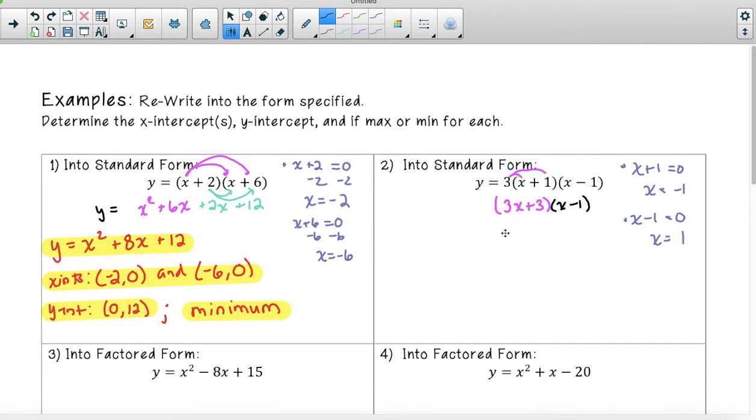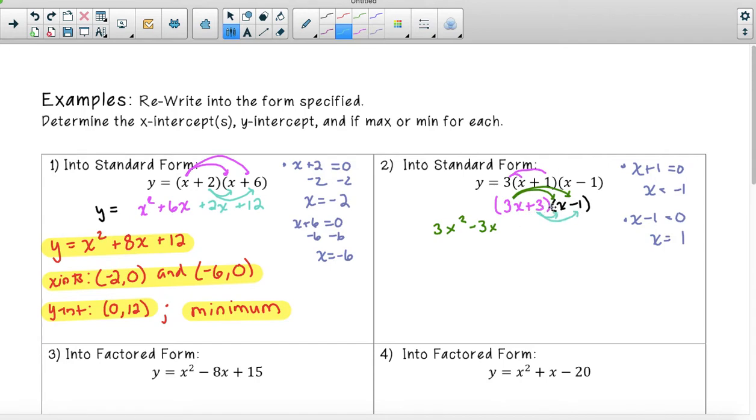Now we distribute the first set of parentheses into the second set. I could have done this earlier and then distributed the 3 later, which would have been perfectly acceptable as well. So I'll take the 3x and multiply it into everything in the second set of parentheses. So I have positive 3x times positive x is positive 3x squared, and positive 3x times negative 1 is a negative 3x. Then I'll multiply the positive 3 to everything in the other set.